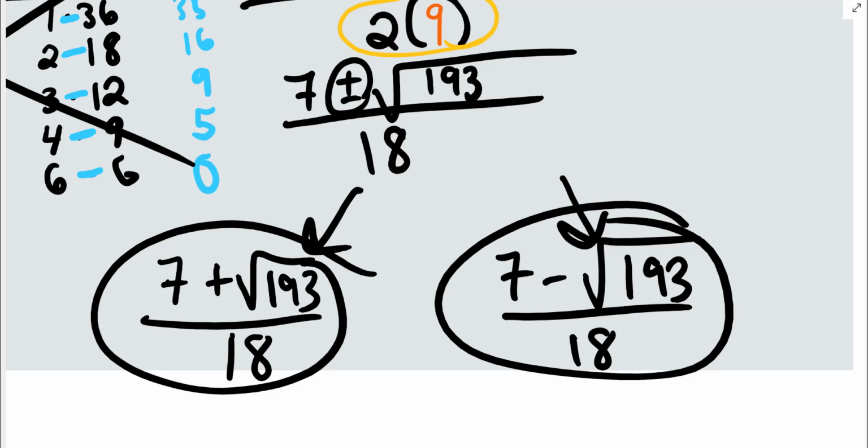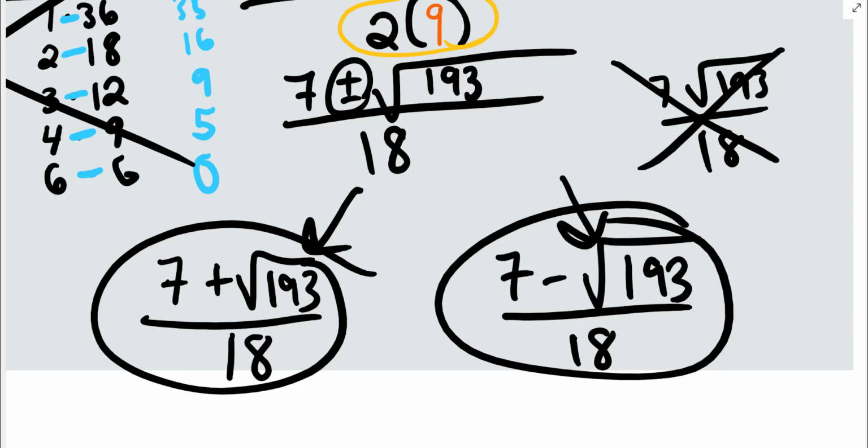So for example, if you wrote 7 square root 193 over 18, this is wrong, and that's because you're forgetting the plus minus symbol right there.